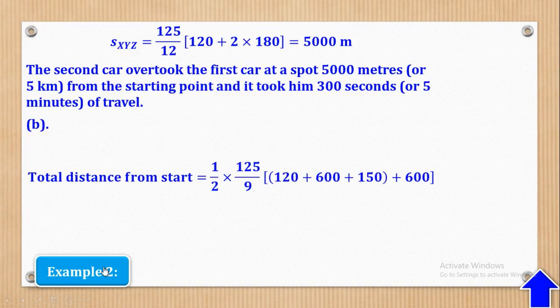So here shows that total distance from the start will be equal to 1/2 times 125 over 9, then multiplied by 120 plus 600 plus 150, then plus 600. This is the area of a trapezium, to come up with our total distance being equal to 10208.333 meters.